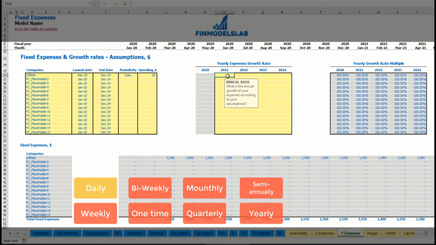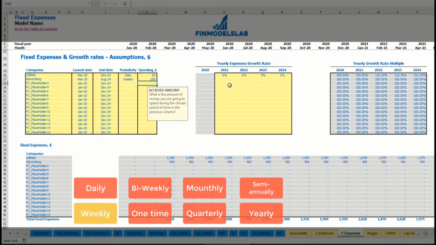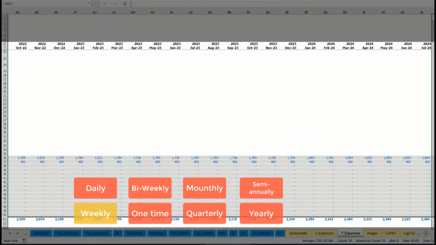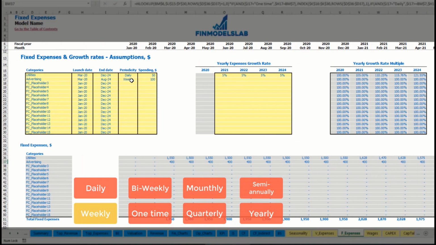Also, you have the ability to input some growth rate year over year. Once you input this growth rate, you will see that your utilities will grow year over year. Let me give you a couple of other expense types. For example, advertising. Let it start in March and finish in August 24. This will be on a weekly basis with an amount of $100 without any growth. So starting from March till August 24, you have $400 per month, which is 4 weekly payments each month. And that's it.